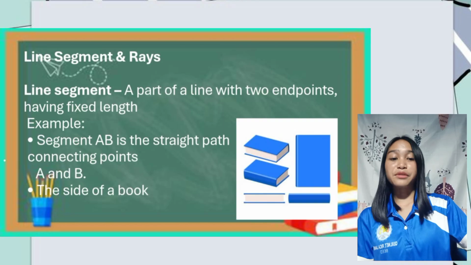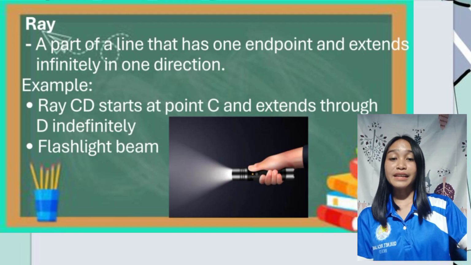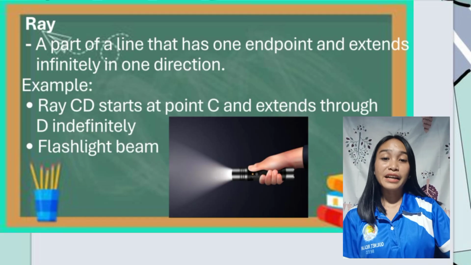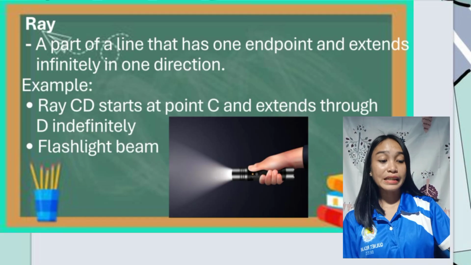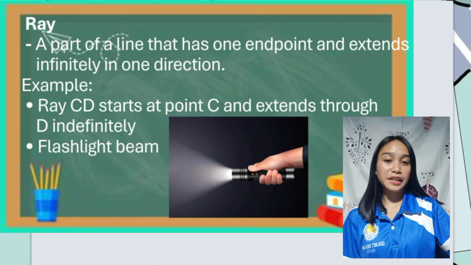And also, we have a ray. This is a part of a line that has one endpoint and extends infinitely in one direction. For example, ray CD starts at point C and extends through point D indefinitely. And for a real-life example, sun rays or a flashlight beam.